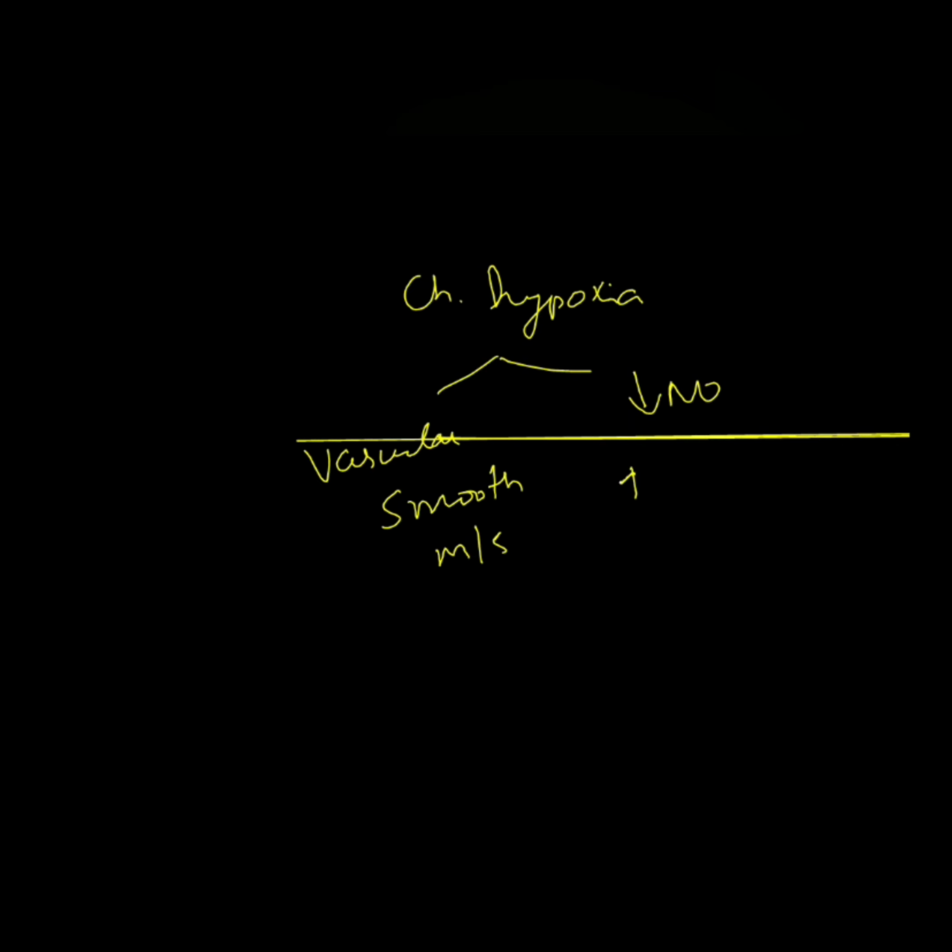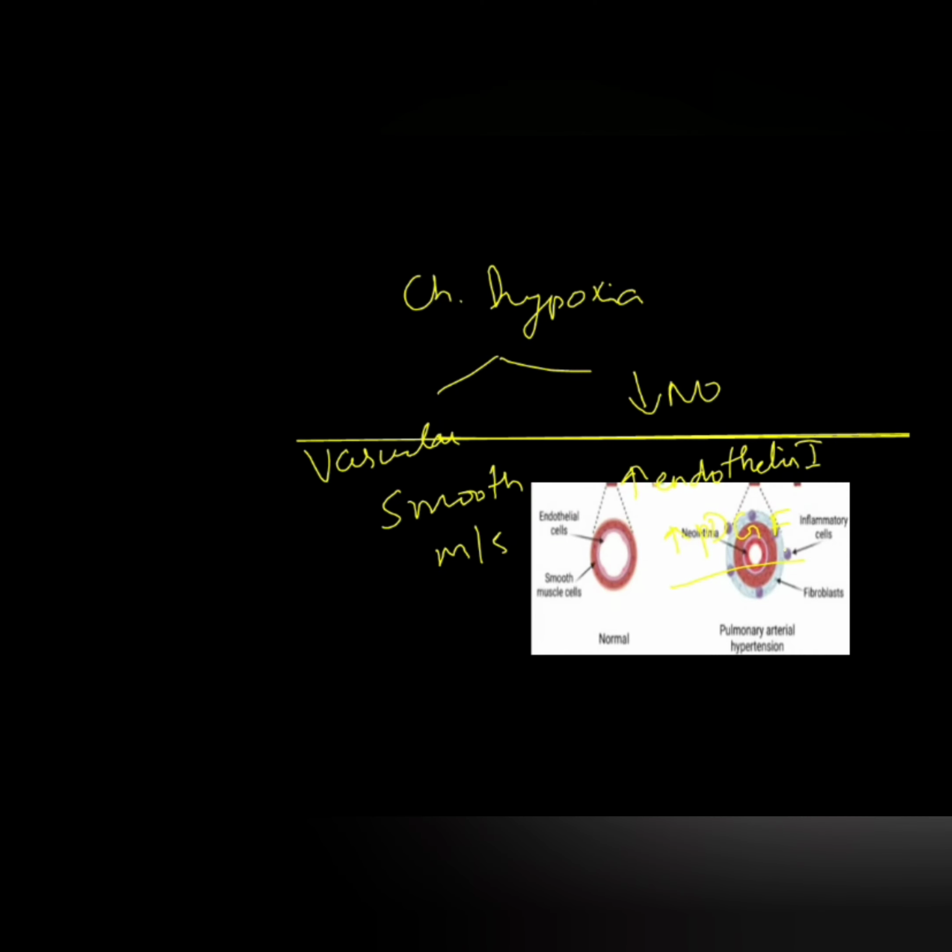Second, when the level of endothelin 1 increases, this causes vasoconstriction. And third, when there is an increase in the level of your platelet derived growth factor. So what does this platelet derived growth factor do? It causes proliferation of your smooth muscles and also your fibroblasts. So therefore, all these together can cause pulmonary artery hypertension.